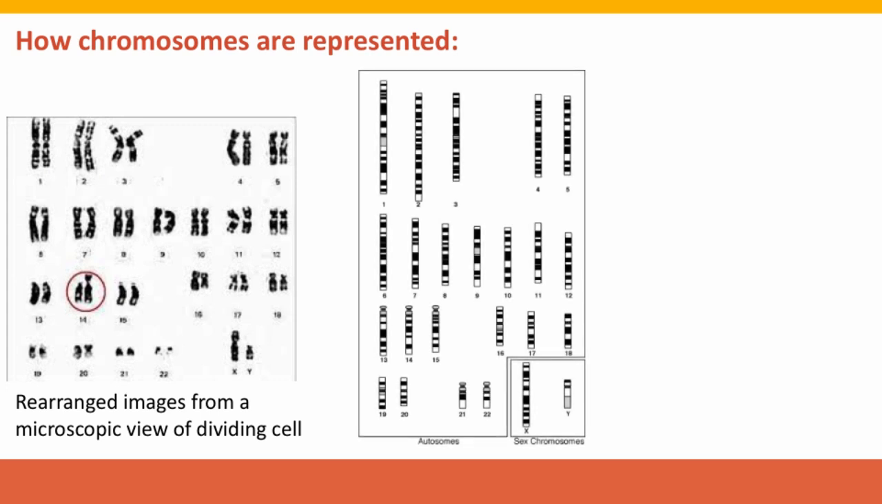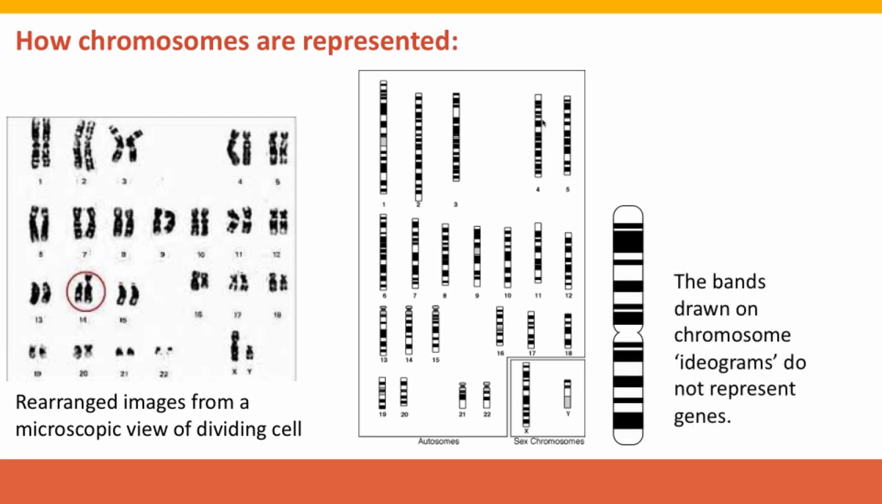So chromosomes are often represented by diagrams that show the dark and light bands as landmarks along the length of the DNA. Now, it's important to realize that these dark and light bands do not represent genes. There are many more genes than there are dark and light bands. They're just staining patterns that serve as landmarks, in the same way that the position of the centromere serves as a landmark.